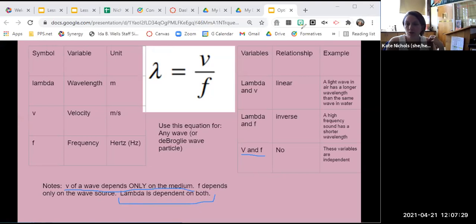Typically, this is used for regular waves, but there are occasions when you have a de Broglie wavelength problem, if you've watched the duality videos, and you are asked to find the frequency of the de Broglie wave or something, and you would be using this equation with the v being the speed of light in that case.